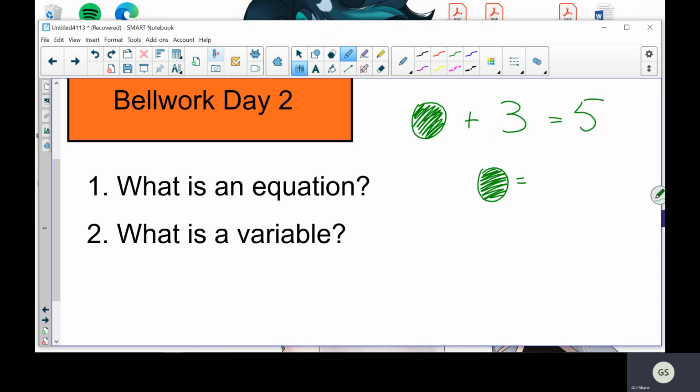Remember, an equation is just a rule. The rule is the left side needs to equal the right side. The only way to get this side to be 5 is to make a circle worth 2, because 2 plus 3 is 5. So we now know what a circle is. Now we can come back up to the top one, and we can replace the circle with the number 2, because we just solved for a circle.